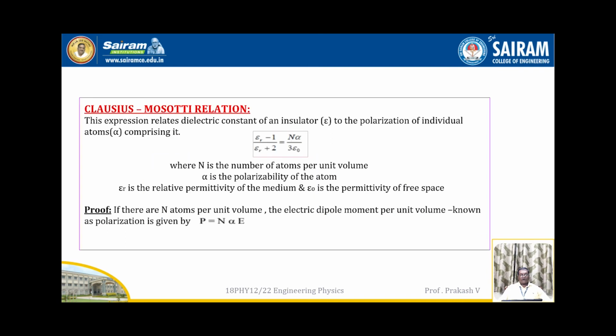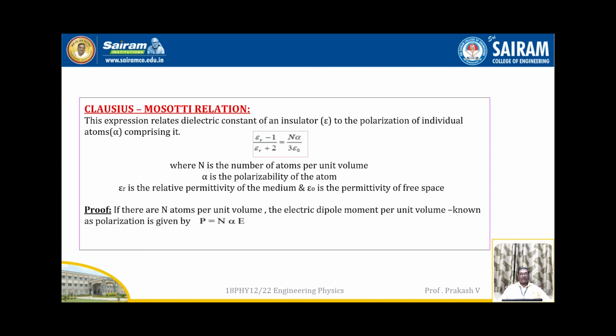Clausius-Mossotti equation or Clausius-Mossotti relation. This expression relates the dielectric constant of an insulator, epsilon, to the polarizability of individual atoms. So the expression is (epsilon r minus 1) divided by (epsilon r plus 2) is equal to n alpha by 3 epsilon 0. This is the Clausius-Mossotti relation. Here n is the number of atoms per unit volume, alpha is the polarizability of the atom, epsilon r is the relative permittivity of the medium, and epsilon naught is the permittivity of free space.